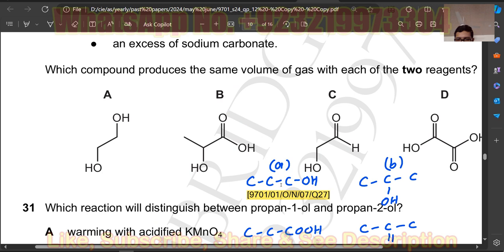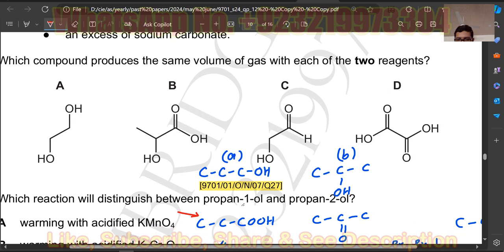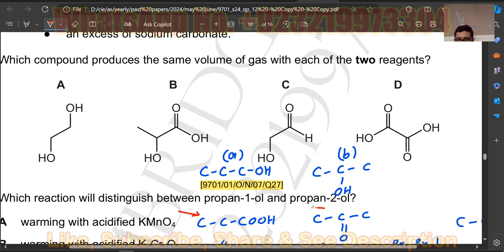Alright, here I have given the letter A to the propan-1-ol and letter B to the propan-2-ol to simplify it. When propan-1-ol is treated with acidified KMnO4, then you will get this type of carboxylic acid. It is the propanoic acid. And when the propan-2-ol is oxidized, it will convert into this type of ketone. This will be the ketone.